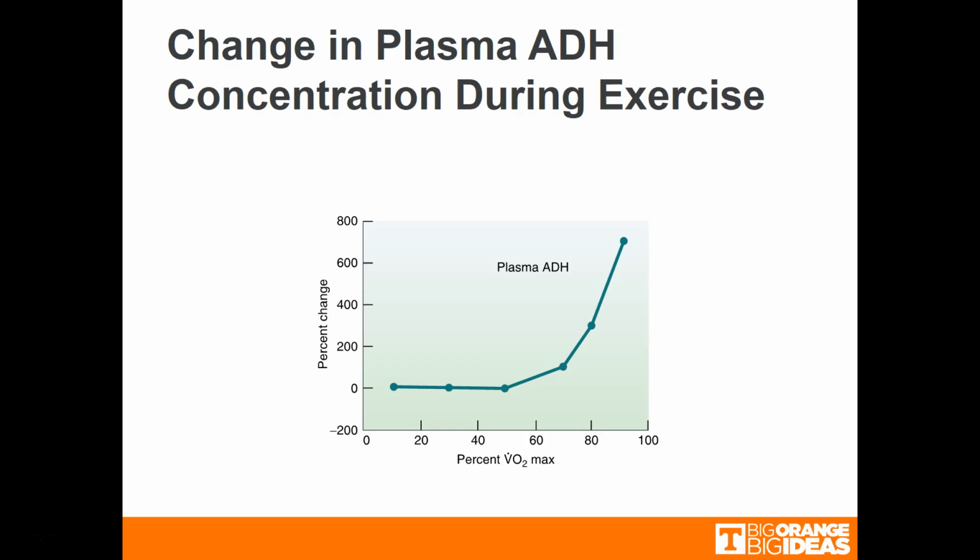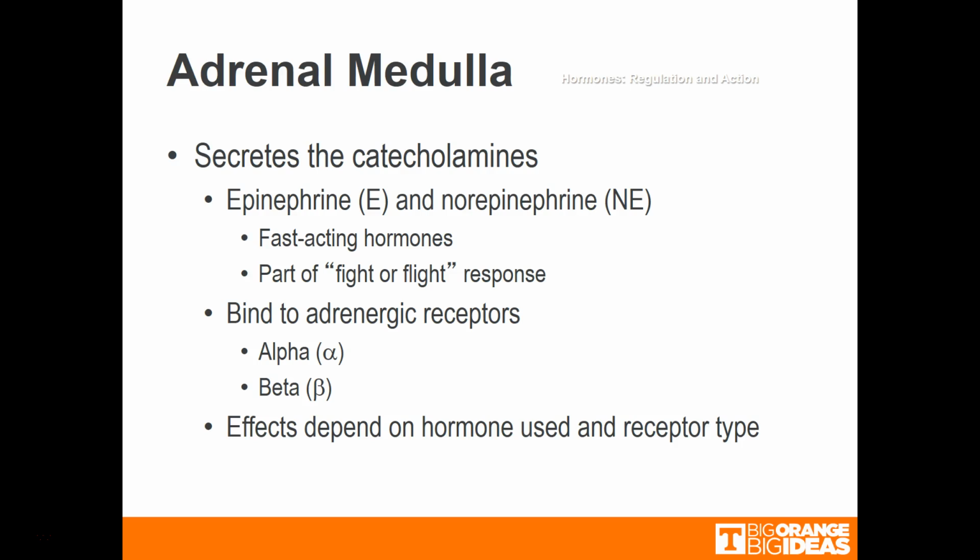So here we see changes in plasma antidiuretic hormone during exercise. So here's the percent change in ADH. Here's your percent VO2 max. So it remains relatively stable until about 60% of VO2 max. Then we see an increase. As you get closer to your VO2 max, so 100%, you see that plasma ADH having about a 600 to 700% increase in how much is being produced during that time.